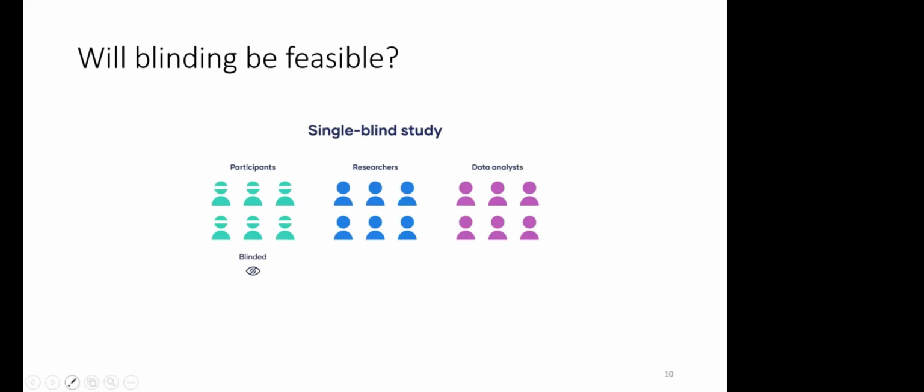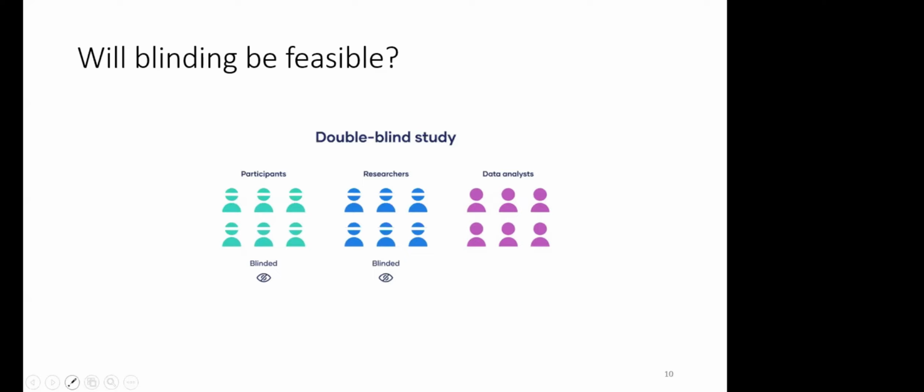We can have a single blind study where only one party, usually the participants, do not know what treatment they're receiving. And this is mostly to reduce the placebo effects and participant expectation bias, which may skew their findings. So we usually use single blinding when it's not feasible to blind the investigator. So for example, when you're comparing surgical techniques, where the surgeons must know which procedure they perform. So there we only blind participants.